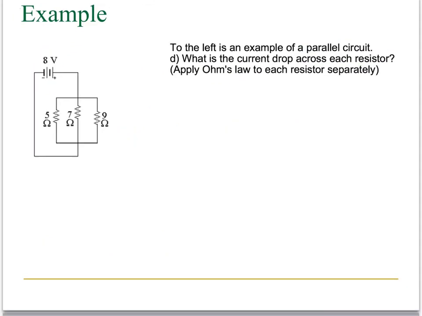For the last part of our problem, part D, we're still working with a parallel circuit, but now it asks us to find the current drop across each resistor. It gives us a hint to apply Ohm's law to each resistor separately. Because it says to use Ohm's law, that must mean we need to start with the equation voltage equals current times resistance. Since it's asking us to find the current, we can rearrange this equation to say current equals voltage divided by resistance.